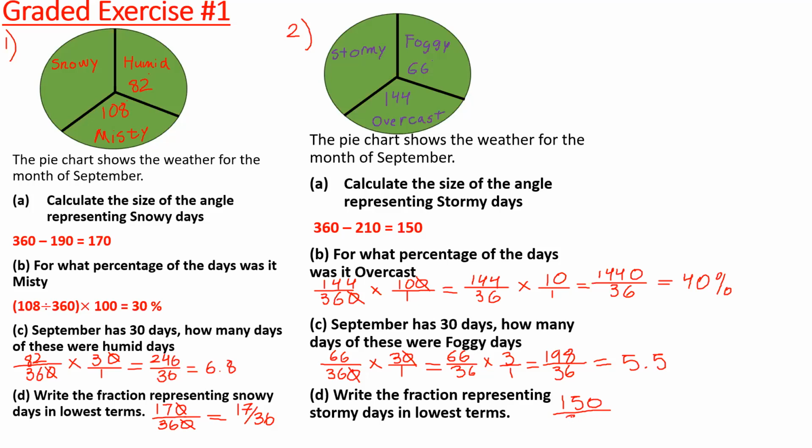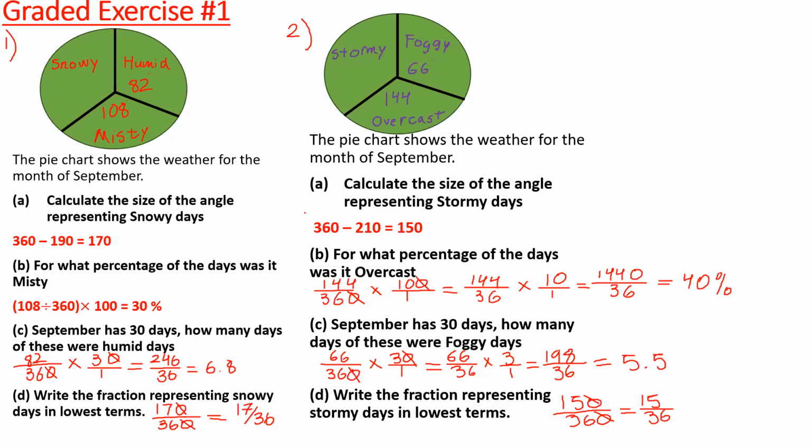And you cross out the zeros. Very good. So this 0 goes with that 0, and it's going to be equal to what? 15 over 36.